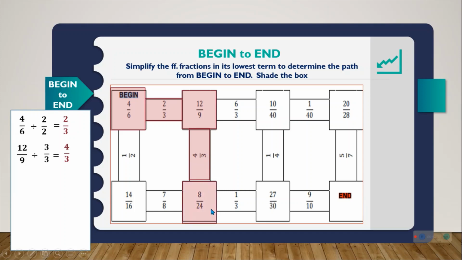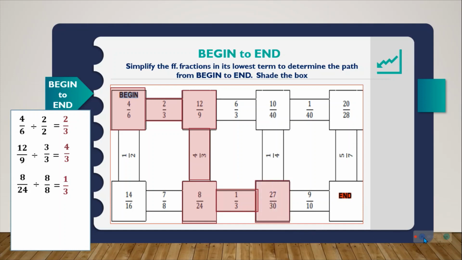And the next is 8 over 24. So the LCD of 8 and 24 is 8. So we will divide the numerator and denominator by 8. So 8 divided by 8 is equal to 1, and 24 divided by 8 is equal to 3. So the lowest term of 8 over 24 is 1/3.